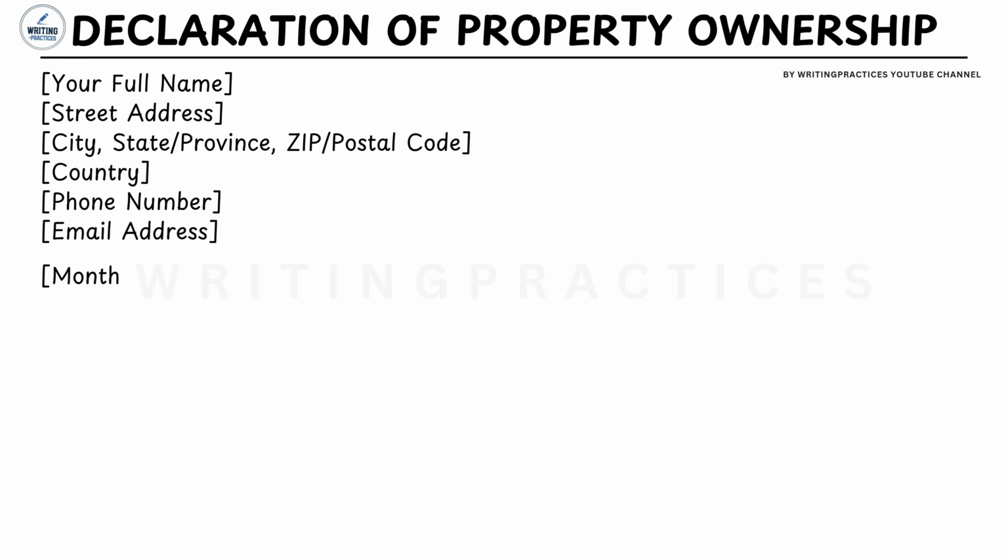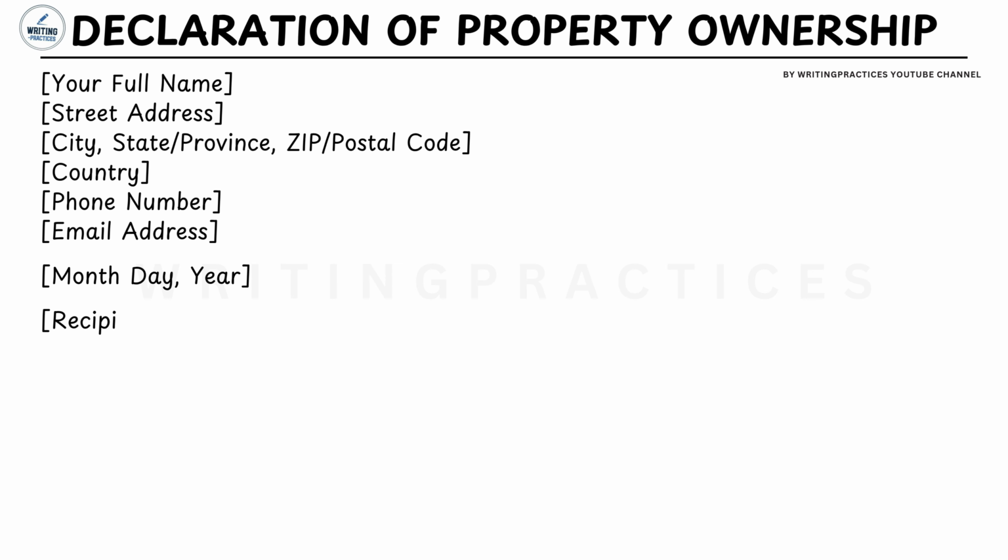Date. After your contact information, write the date. For example, July 25, 2026. The date establishes when the declaration was made and confirms that your statement reflects your current ownership status. Using the current date also helps demonstrate that your declaration is up to date.